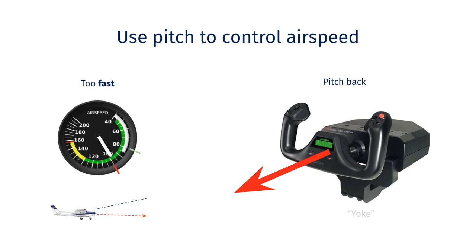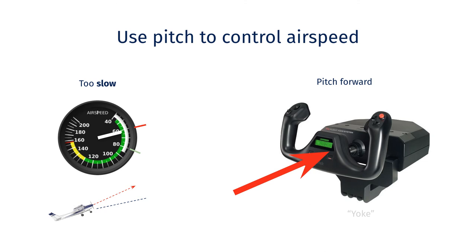And so let's look at this when we're using the control column or yoke to manage this. Here's an example of our airspeed being too fast. The red line is what we're flying, but the green line is what we want to be flying. In this case, you'll pull back gently on the yoke until your airspeed slows down and reaches your desired climb or descent speed, in this case 80 knots.